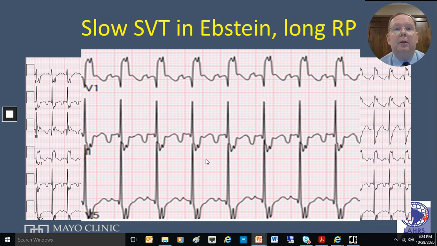And you can clearly see it looks like there's a P wave and a QRS. But this QRS is actually a reentrant circuit through the pathway, going down the AV node, up the pathway to the atrium and back around. So this is a standard reentrant SVT, but because the accessory pathway conducts slowly, it presents differently on the ECG.